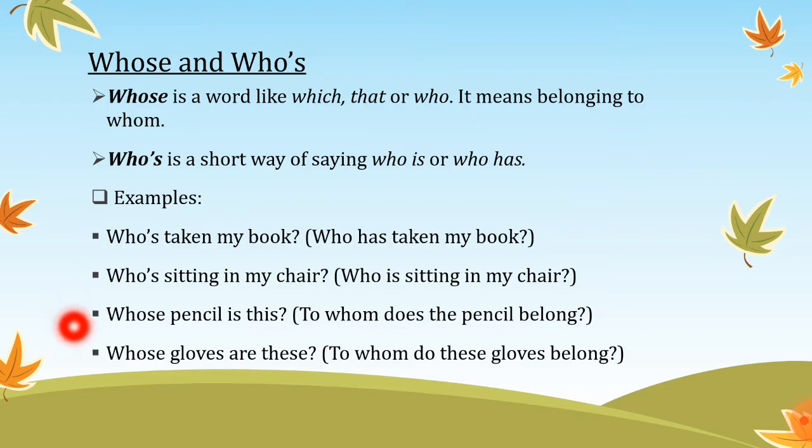The third example we have is whose pencil is this. Now this is an example of the first whose, W-H-O-S-E, okay? Here the question is whose pencil is this, which means to whom does this pencil belong, okay? We want to know the person to which this pencil belongs. The fourth example we have is whose gloves are these. So we are actually asking to whom do these gloves belong. We're asking for the possession, okay, for the person who this pair of gloves belongs to.